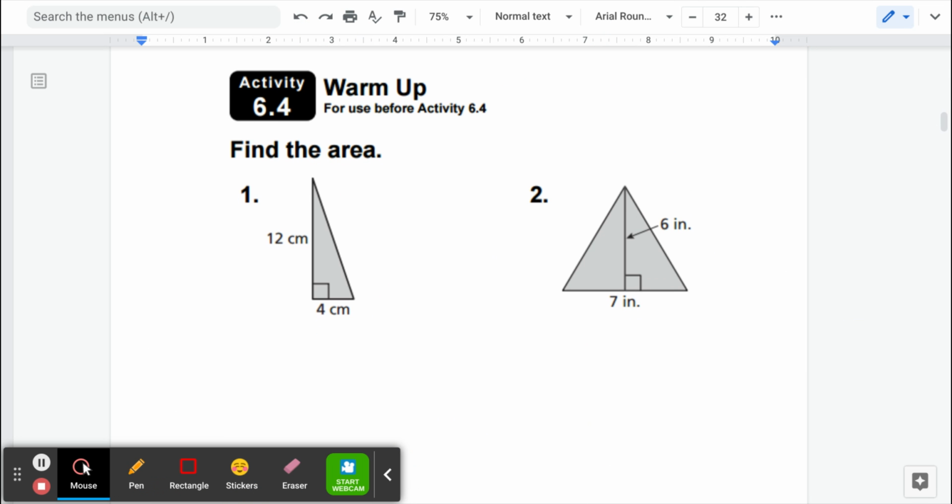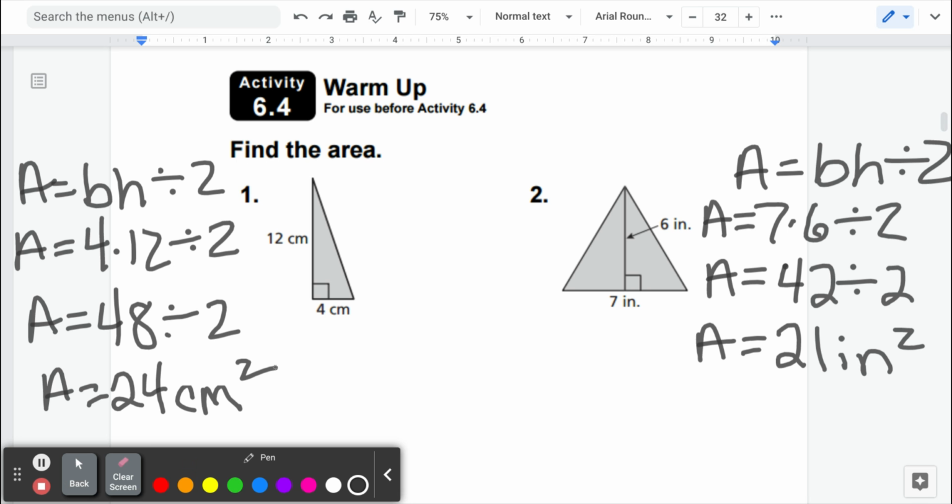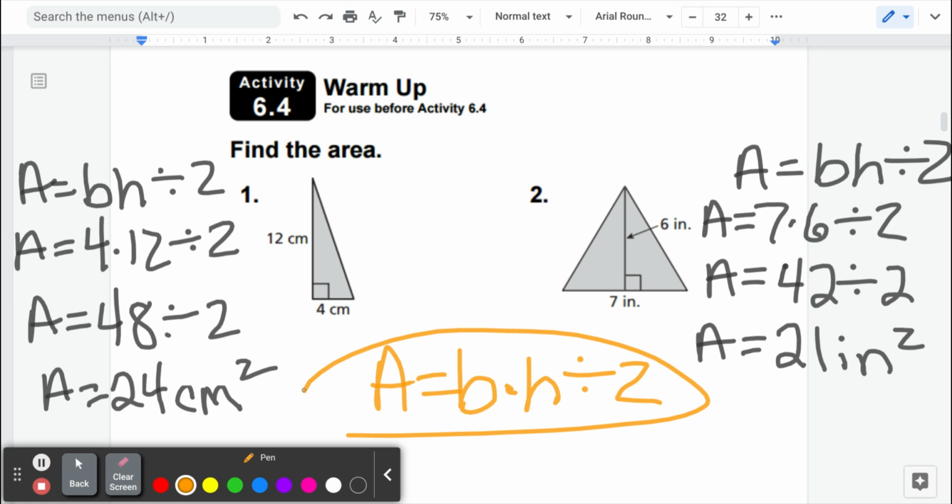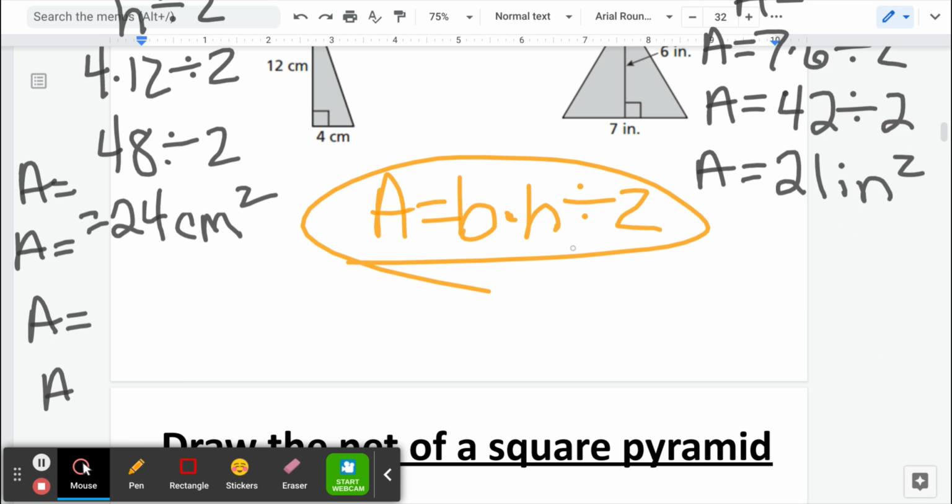So let's go ahead and warm up our brains by finding the area of these two triangles. We'll pause the video while you work. And here are the correct answers for this warm-up. Remember that you do need to start with the formula, then substitute, solve, and label. As you can see, the formula for triangles is area equals base times height divided by 2. You are going to use that formula quite a bit today, so you want to make sure that you are writing that formula every time.